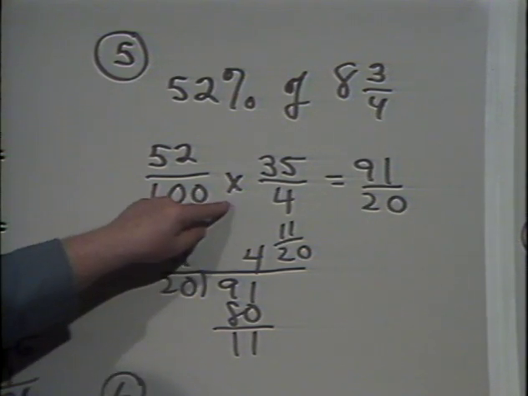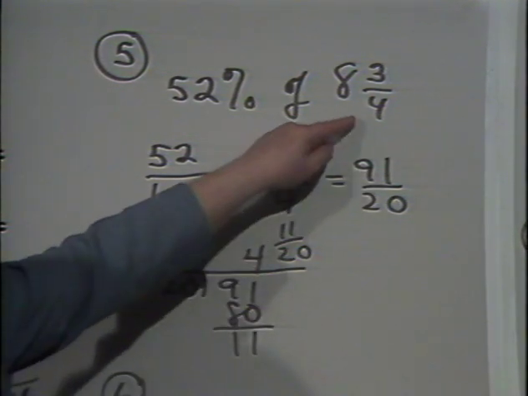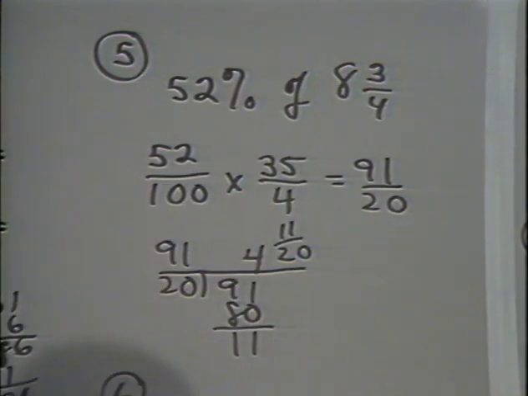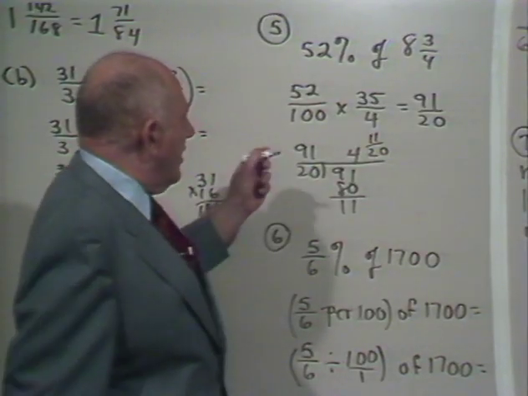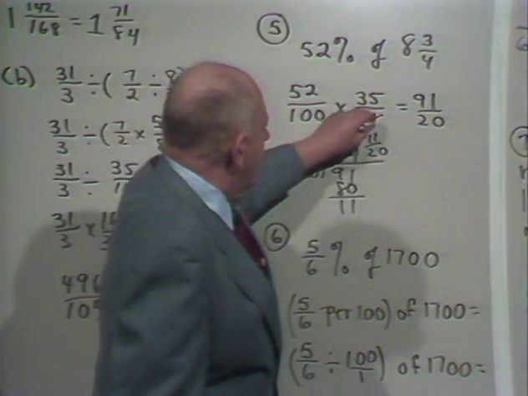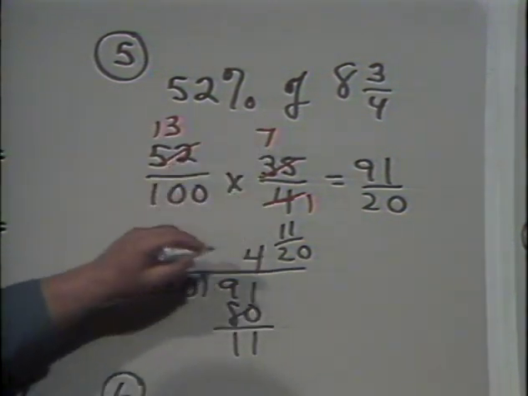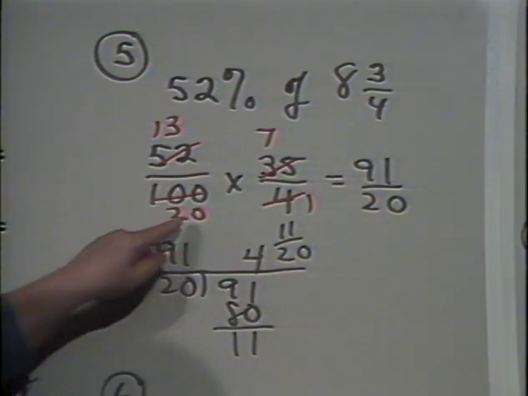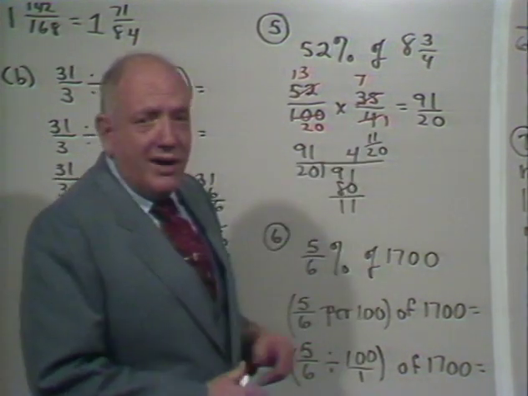Of means times. Now the 8 3/4 we simply rewrite as a common fraction because we know how to handle common fractions. 4 times 8 is 32, plus 3 is 35, 35 over 4. Now what can we do over here? We could multiply this whole thing out, but here's a case where I think it's clearly easier to reduce first. 4 goes into 52 13 times, 5 goes into 35 7 times, and into 100 20 times. 13 times 7 is 91, 20 times 1 is 20. So the answer as a common fraction is 91 over 20.